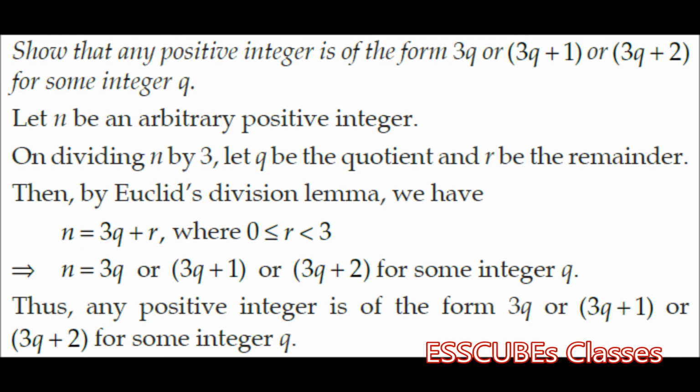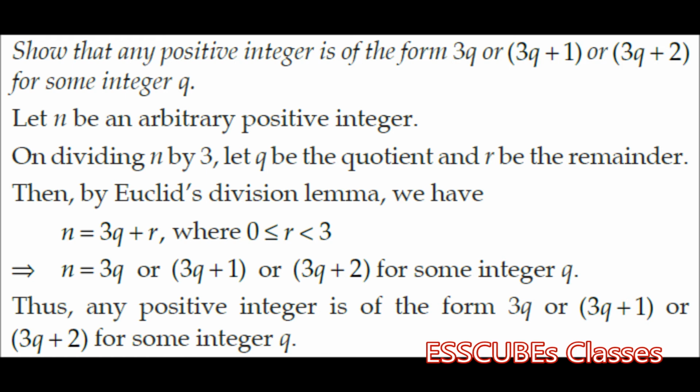Suppose you are given a question to show that any positive integer is of the form 3q or 3q plus 1 or 3q plus 2 for some integer q. Check over here, it is written 3q. That means my range over here for r will be from 0 to 3, I mean, it will be less than 3. Why is it less than 3? Because if it is 3, then again the remainder becomes 0. That means my range will be 1 less than the number that is given to us.